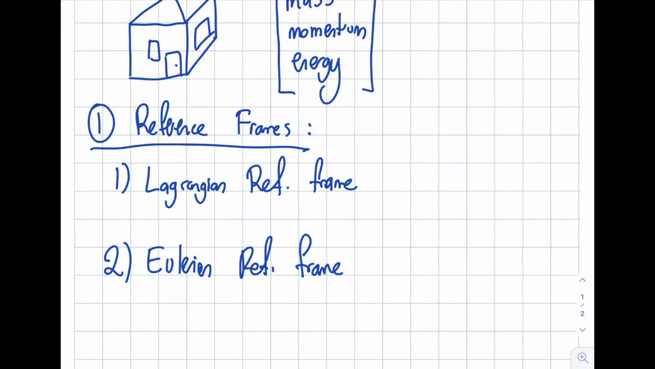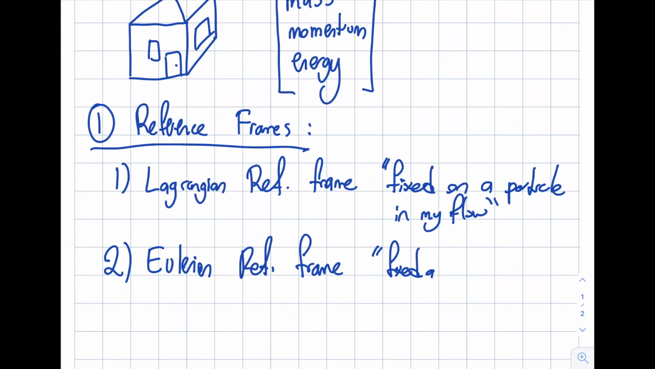Actually, if you look at the official definition, not from fluid mechanics but from physics, here's what it says: fixed on a particle. Now I'm going to focus on the fluid side, and this particle will be a fluid particle in my flow. So that's the definition of this reference frame. The Eulerian reference frame definition is fixed at a certain origin outside the flow.